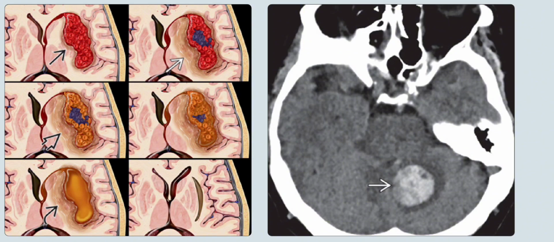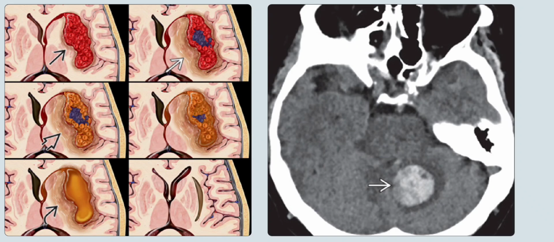So left is the axial graphic, and it shows the evolution of parenchymal hemorrhage from hyperacute intracellular oxyhemoglobin to acute intracellular deoxyhemoglobin with surrounding edema. Early and late subacute intra and extracellular methemoglobin, respectively, are followed by a chronic cystic cavity with a hemosiderin stain.